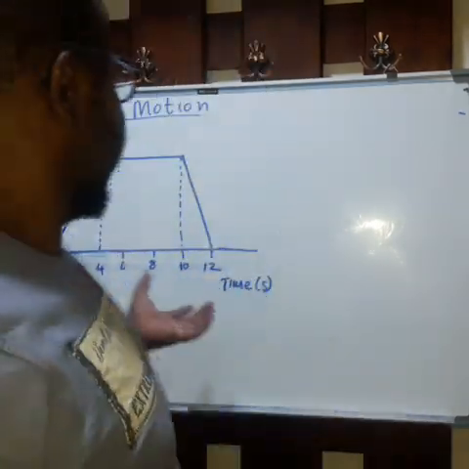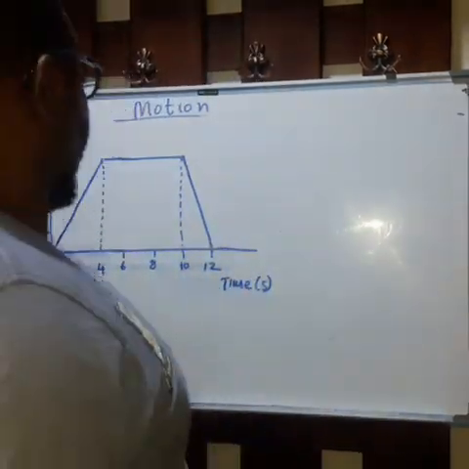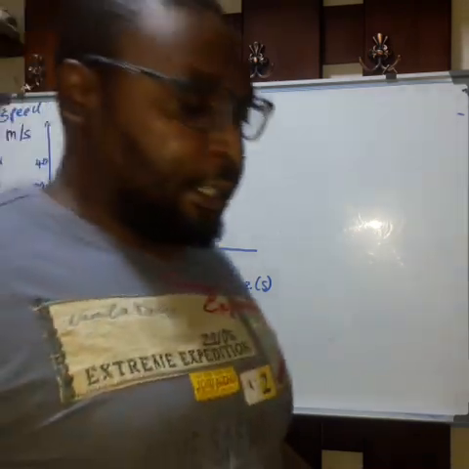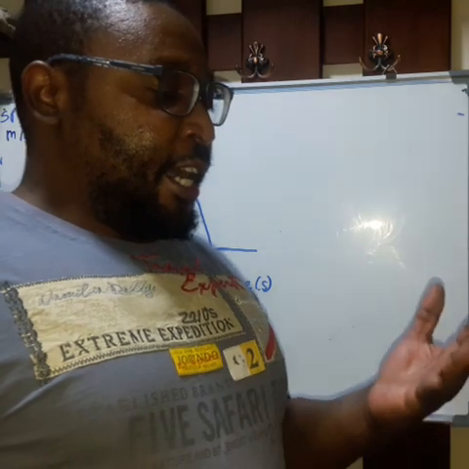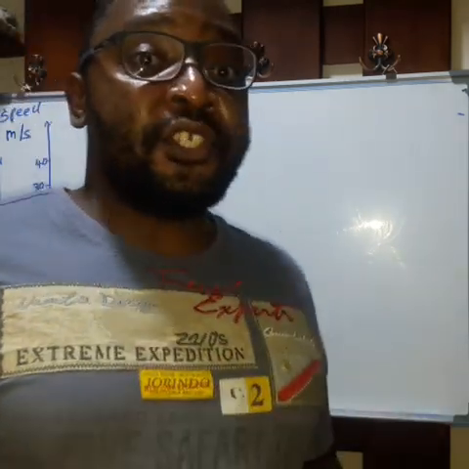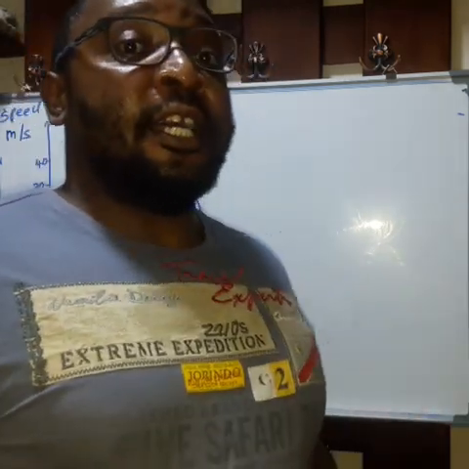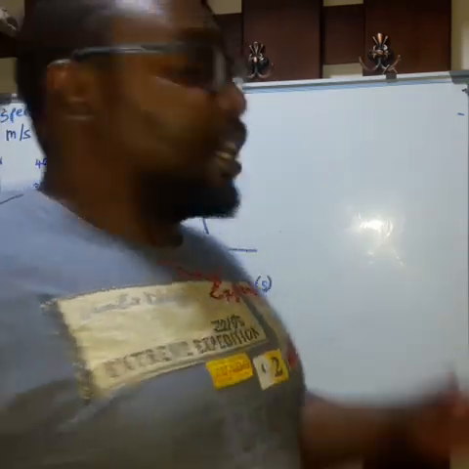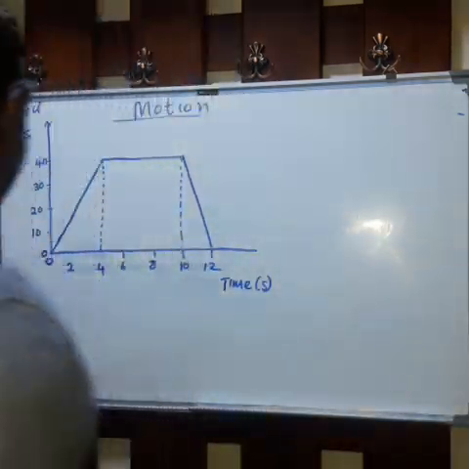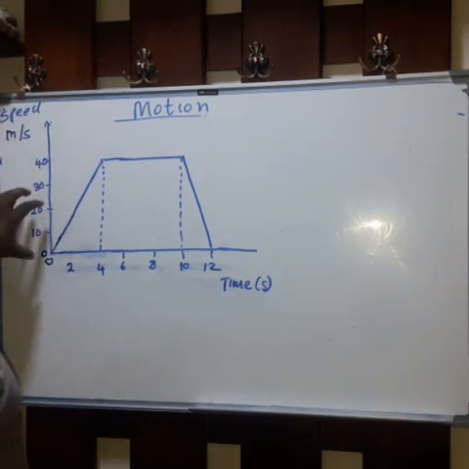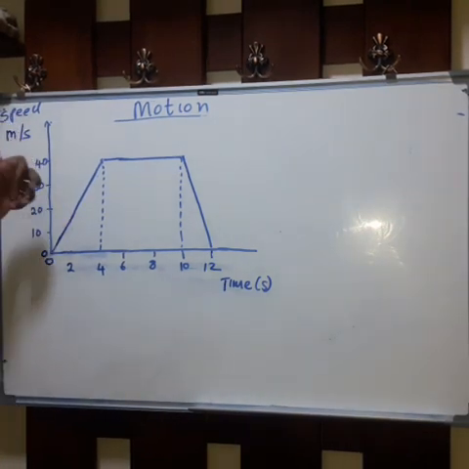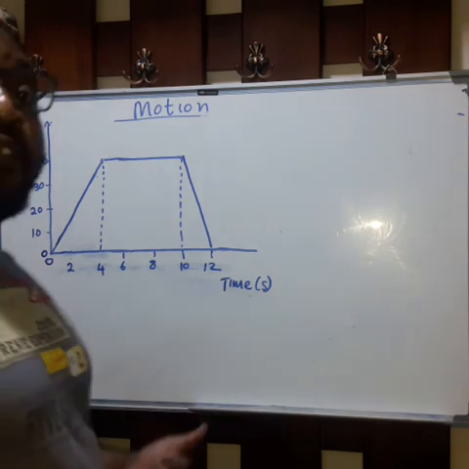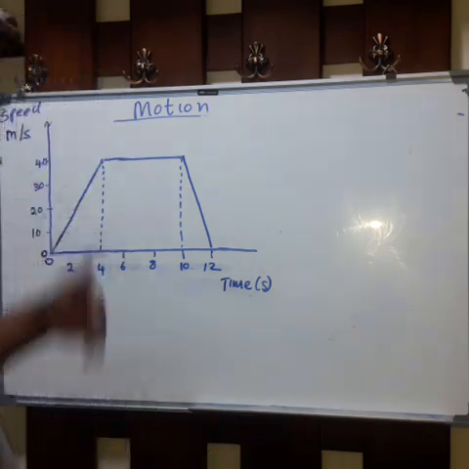So I've got a graph in front of me. It shows the motion of an object, and we need to do some calculations, specifically acceleration, deceleration, and the total distance covered by the object. So without wasting time, let's focus on the question. On my vertical axis, I've got speed, which is given in meters per second. On my horizontal axis, I have got time given in seconds.